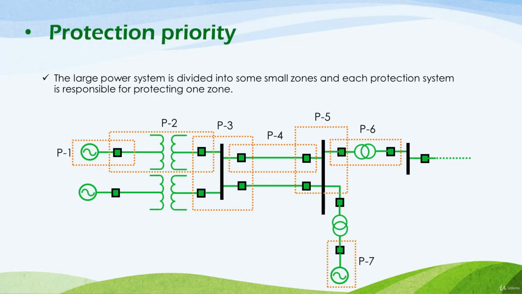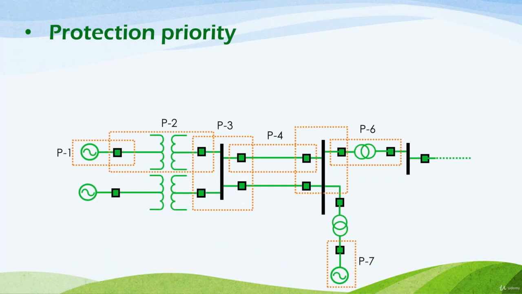This is to isolate the transformer totally in case there is a fault. But you can ask now, will each protection system be used to protect its zone only, or can it protect the other zones? Here, to answer that question, we come up with the concept of the protection priority. The protection priority specifies which element the protection system must protect firstly, and which element the protection system will protect secondly.